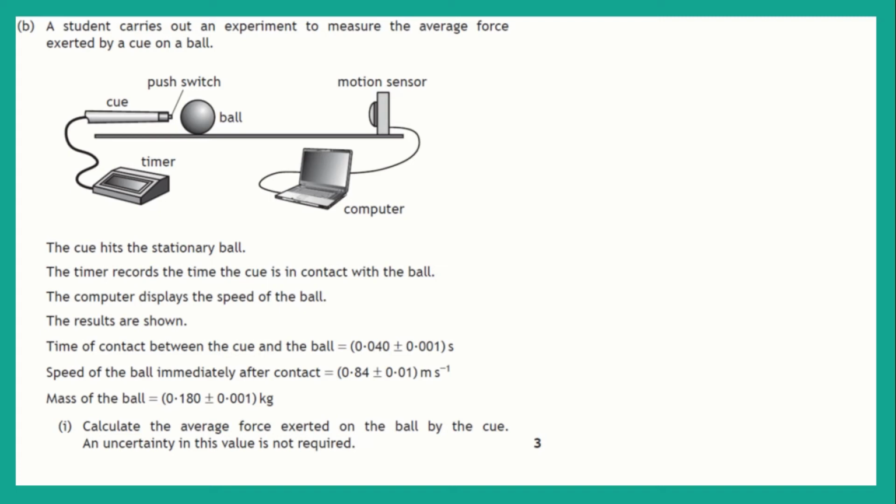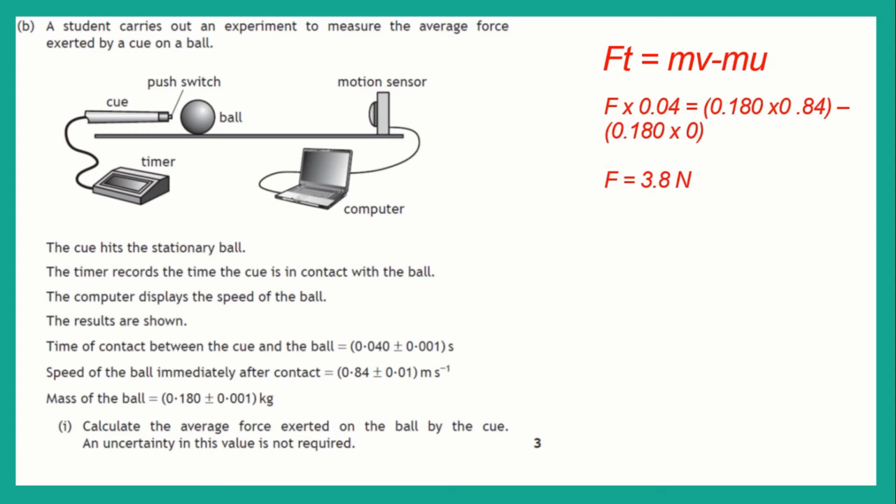To calculate the average force, we're going to use Ft = mv − mu. The force multiplied by the time is equal to the mass multiplied by the final velocity minus the mass multiplied by the initial velocity. Substituting the time, the mass, and the initial and final velocities in, we find that the overall force is 3.8 newtons.